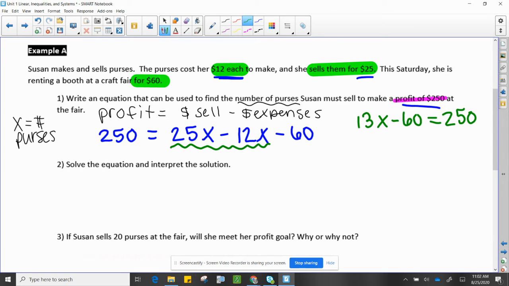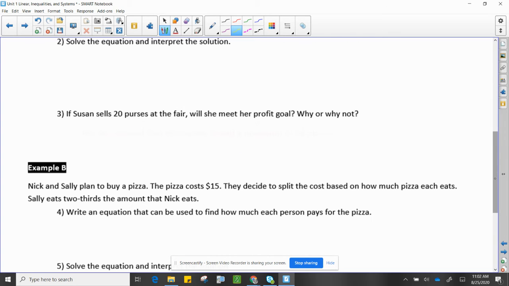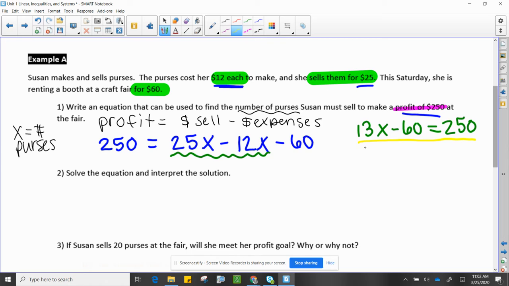Now I just kind of rearranged it for my own personal preference there. But there we go. There's our equation. So now in number 2, what they want us to do is actually solve this equation. So this equation down here. So maybe I'll just rewrite it. 13x minus 60 is equal to 250.